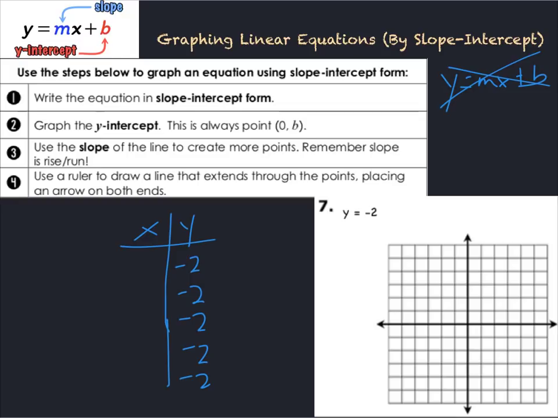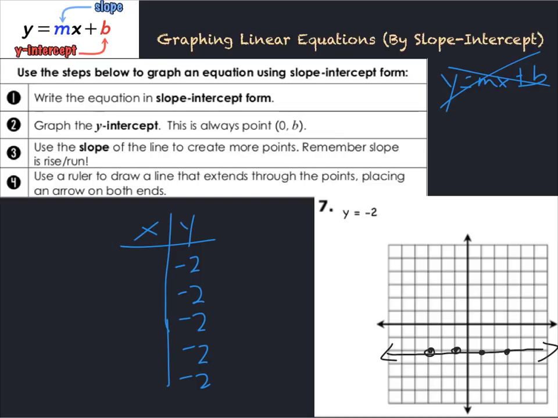So your x could be 1. What would y be? Negative 2. Your x could be 3. What would y be? Negative 2. Your x could be negative 1. What would y be? Negative 2. Your x could be negative 3. What would y be? Negative 2. So what would this graph look like? It would actually be a horizontal line at negative 2.